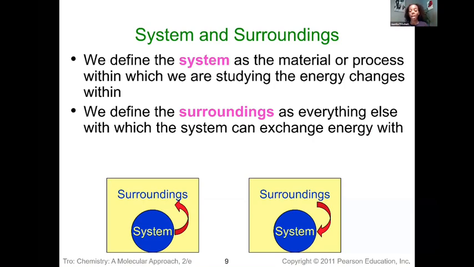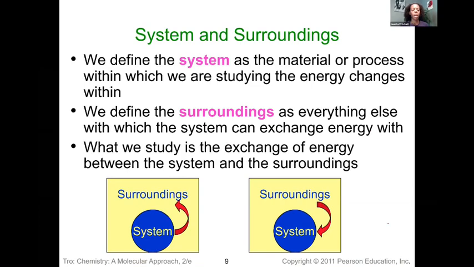So keep those in mind as we go throughout this chapter: system versus surroundings. The system is the thing that we are studying. The surroundings is everything else around it, and energy can either go from the system to the surroundings or from the surroundings into the system. So we have to be aware of who's the system, who's the surroundings as we go through this chapter. And we're going to be studying this exchange of energy between these two pieces.